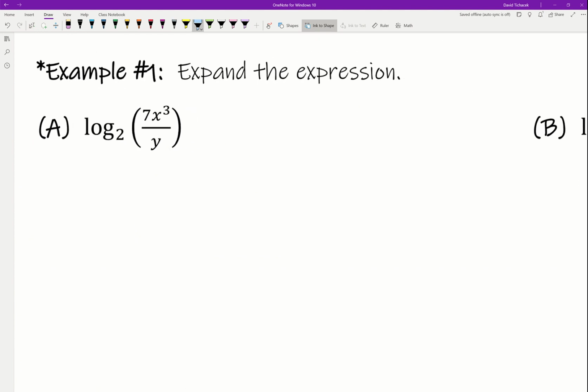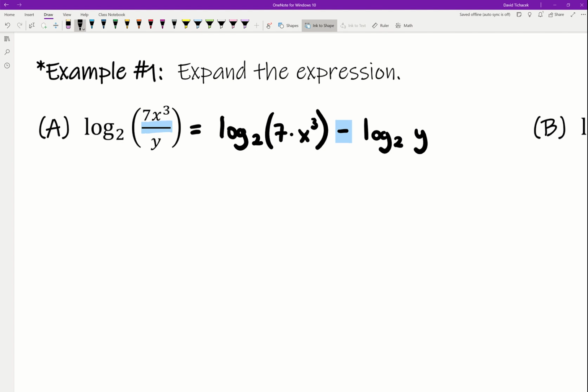If we take a look at this first example, one of the first things that jumps out to me in this expression on the inside of your log is the fact that we've got a big division going on, right? So we are dividing two things here, and we can rewrite that in the following way. If it's a division on the inside, then that means it's going to be a subtraction on the outside. So we'll say here the log base 2 of whatever we had on top minus the log base 2 of whatever we had on bottom here. In the top, we had simply a 7 times x to the third, and on bottom, we had simply a y.